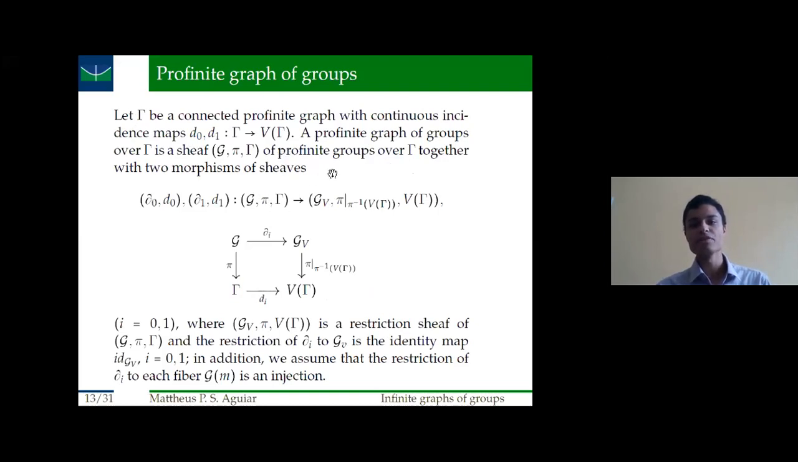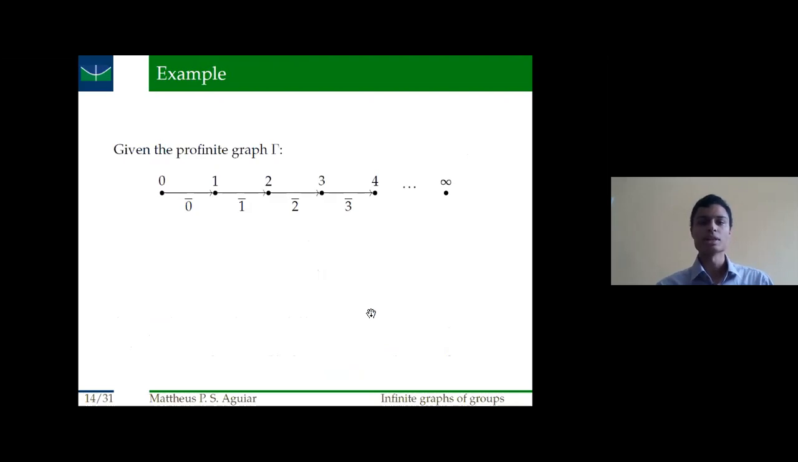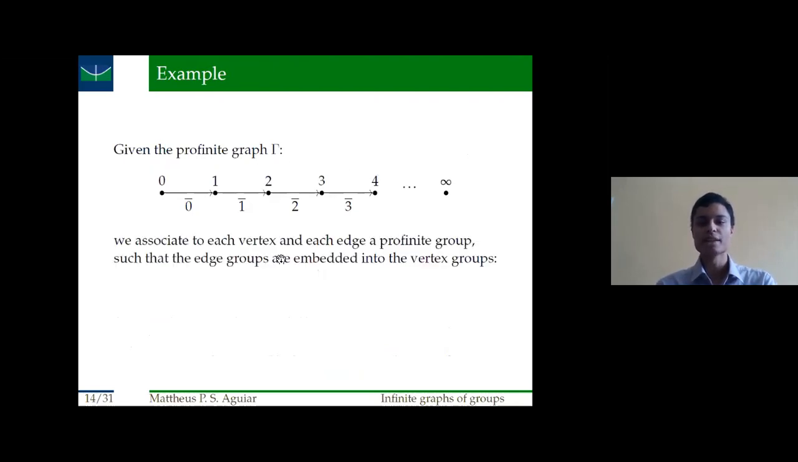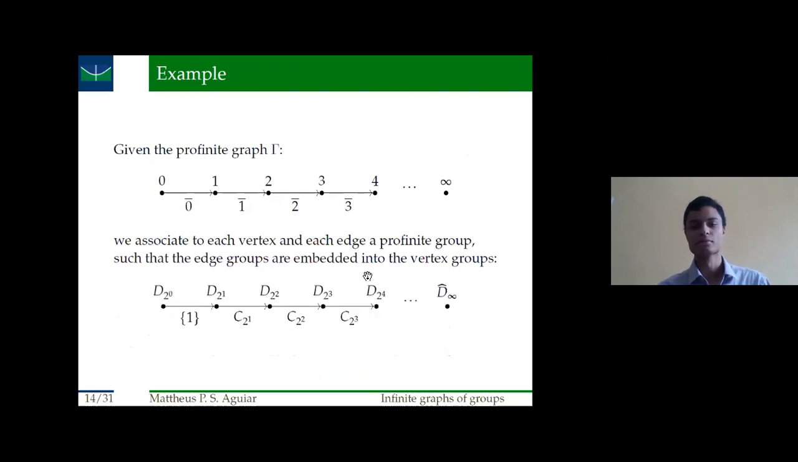So we have the same definition, and now the pre-images of the fibers are profinite groups, or pro-C groups if you are working with any other variety of finite groups. So an example, if we have the same profinite graph, we just define it. Now we can associate to each vertex and each edge a profinite group such that the edge groups are embedded into the vertex groups. So this is one form of doing this.